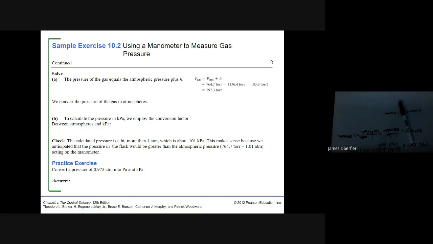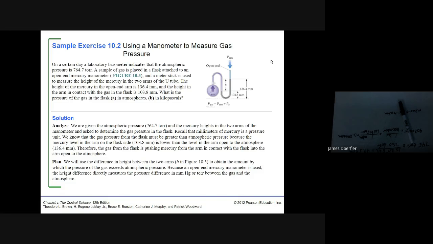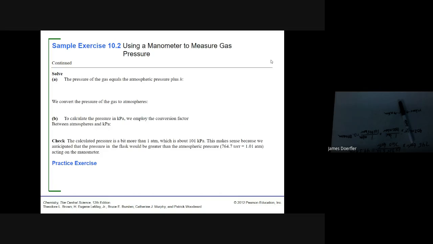Okay? So again, for our image here, it's the right minus the left. 136.4 is the right, minus 103.8 is the left. The right side minus left side. So when we solve for this, we find that the pressure of the gas is 797.3 torr.